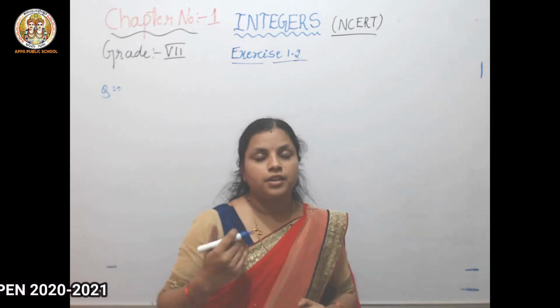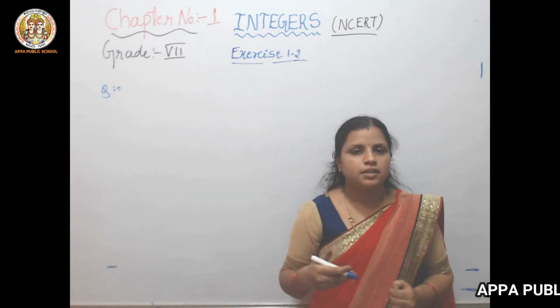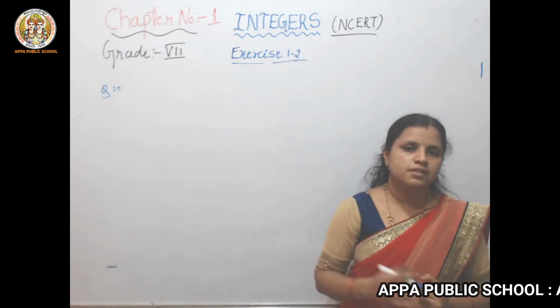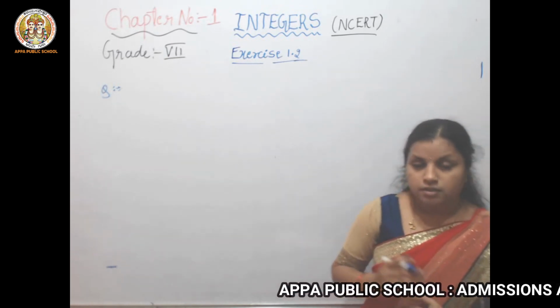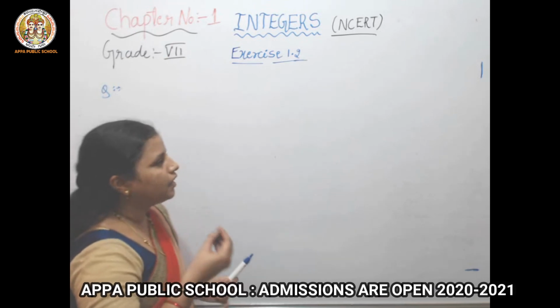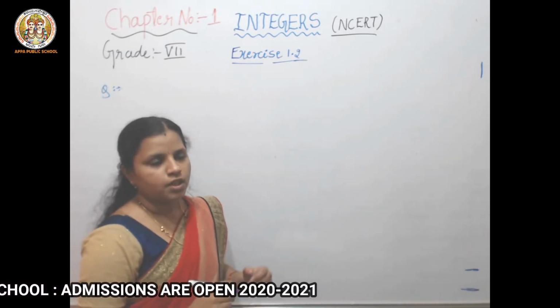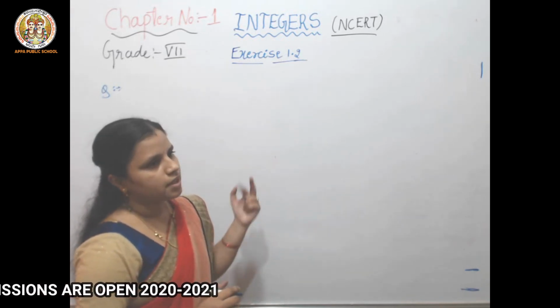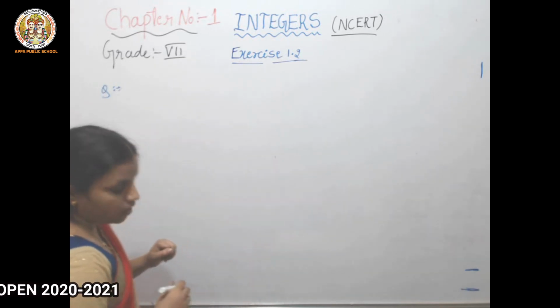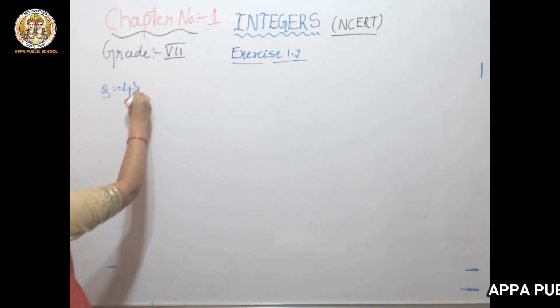Then what do you mean by additive identity? When you add any element to 0, we get the same number. So 0 is called the additive identity. Then what do you mean by additive inverse? For any element, when you add the negative of that number, we get the answer 0. So those two numbers are called inverses of each other. With this background, we will solve question number 4.